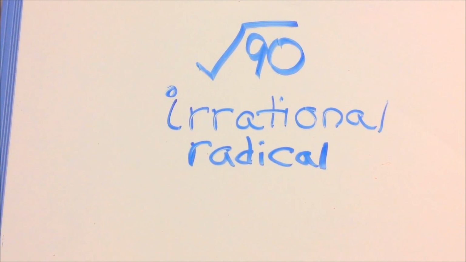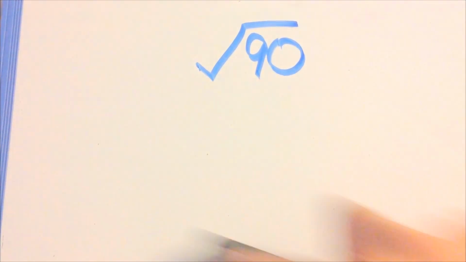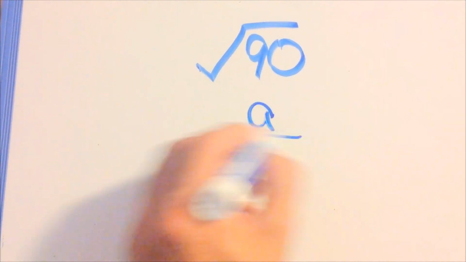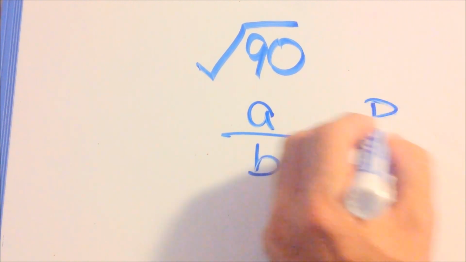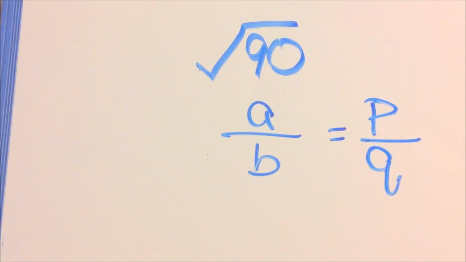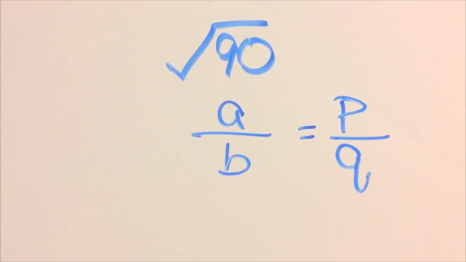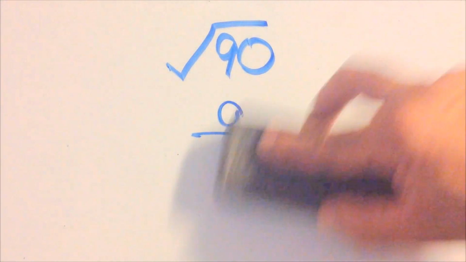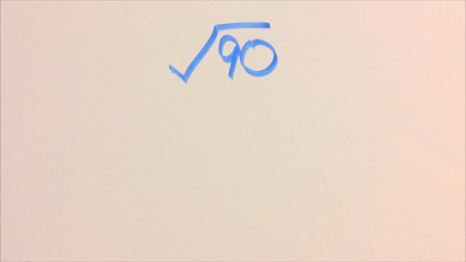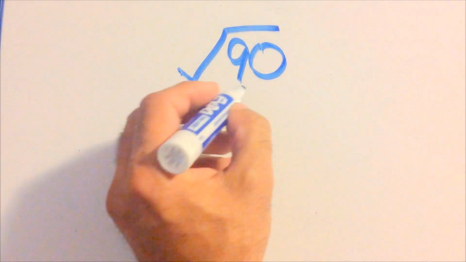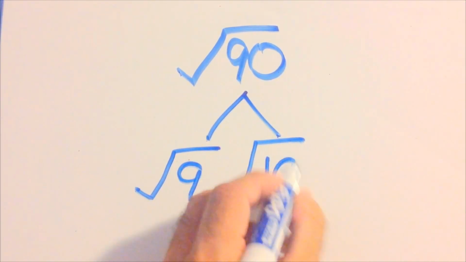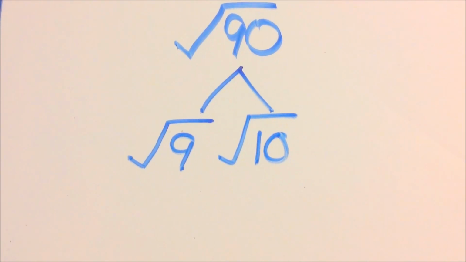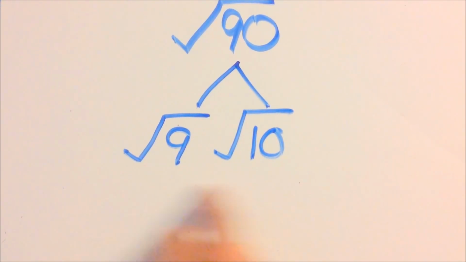Now the reason why the square root of 90 is irrational is it cannot be written as a fraction. Remember, it has to be written as a fraction, like a over b, where b can't be 0. Sometimes we write it as p over q. Right? So we have the square root of 90. We know it's irrational, but we can break it down to the square root of 9 times the square root of 10, because 9 times 10 is 90.